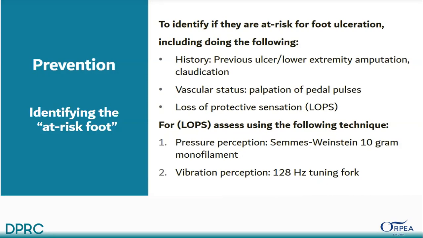including the following: history of previous ulceration or lower extremity amputation or claudication, the vascular status, palpation of the pedal pulses, or loss of protective sensation. For LOPS, assess using the following techniques: the pressure perception with the 10-gram monofilament and the vibration perception with the 128 Hz tuning fork.